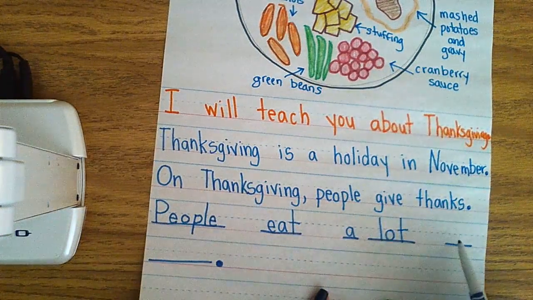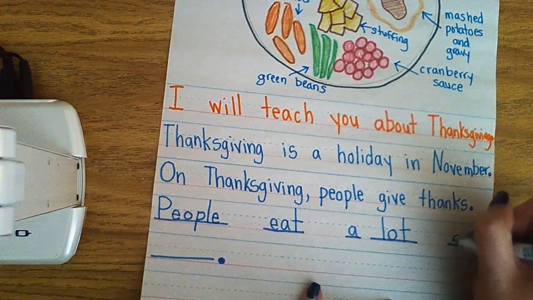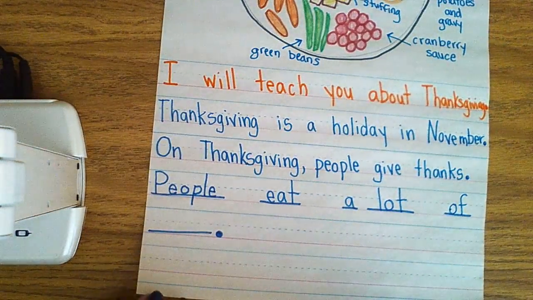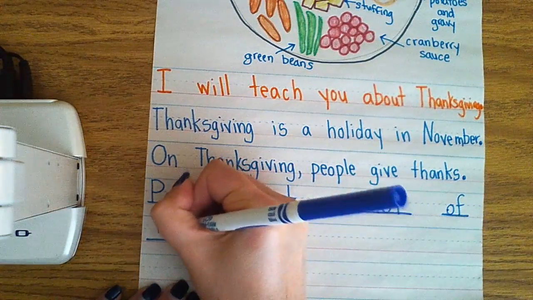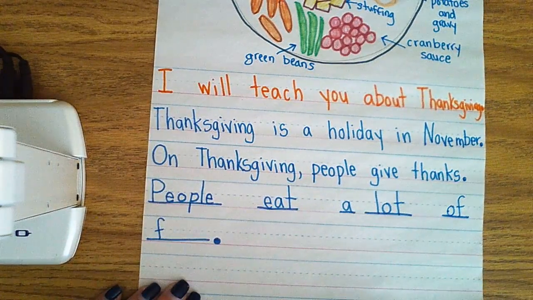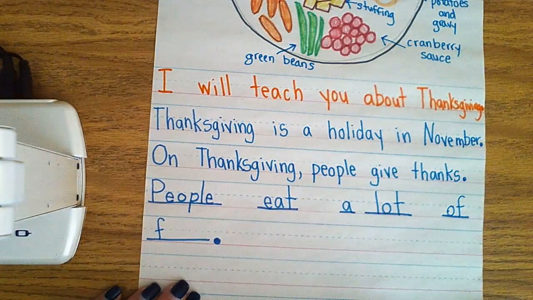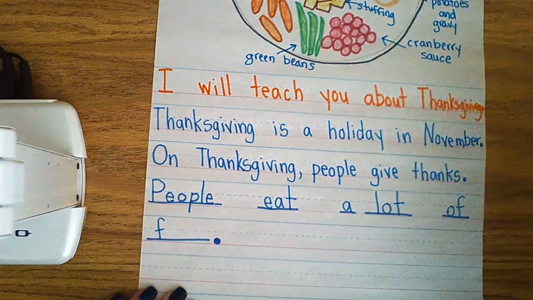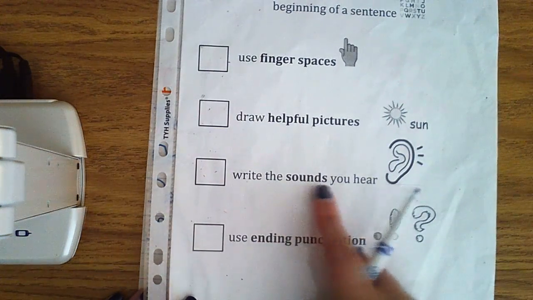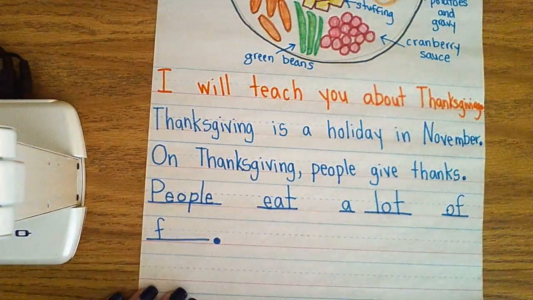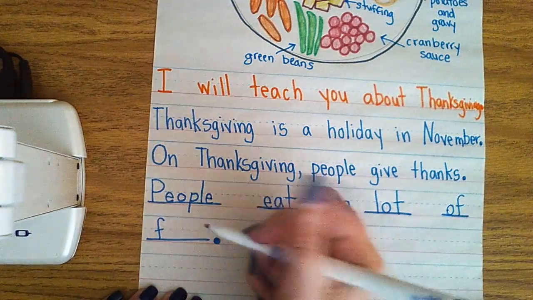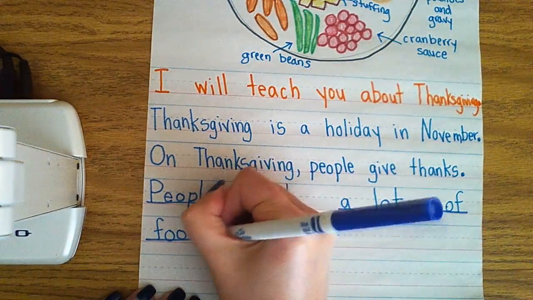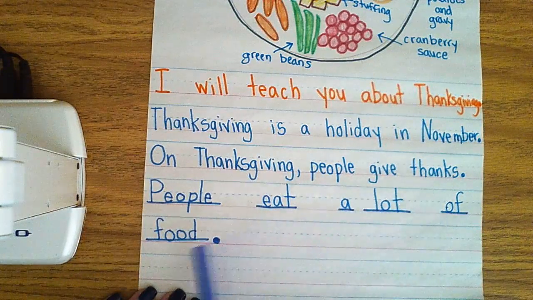People eat a lot of, O-F spells of, of food. Ooh, we can spell food together. F, ooh, there's a digraph here, friends. What digraph is going to give me the ooh sound, like in tooth? It's a vowel digraph, and this is going to help us write the sounds that we hear. Ooh, if you said O-O, you are correct. Ood, d. People eat a lot of food.